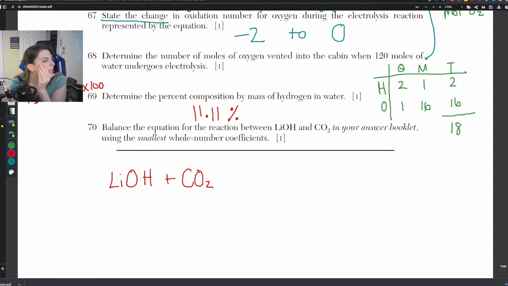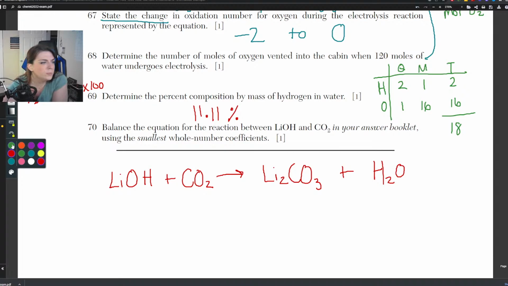Let's see. I'm gonna go get the answer booklet. June 22. Answer booklet. And we're on question 70. Oh, guess who was right? Take a look at that. Okay, we are going to get Li2CO3 and water.